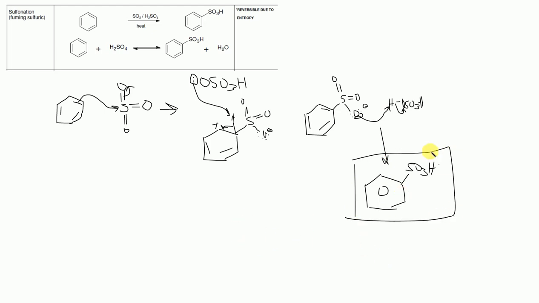So what you need to know is that it adds an SO3H. And importantly, this is a withdrawing group, so it deactivates the ring. And then the last one, I know I said it, but NO2 is also a withdrawing group, so remember that. Now on to the next reaction.